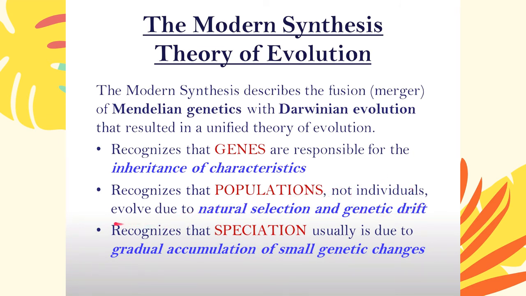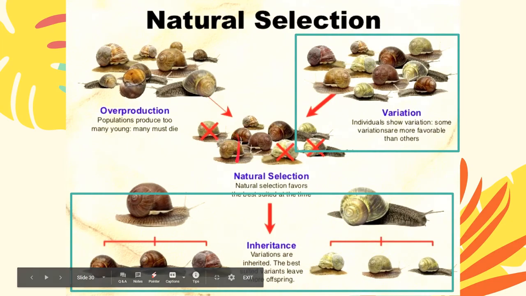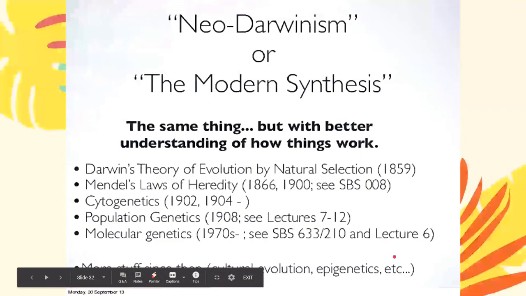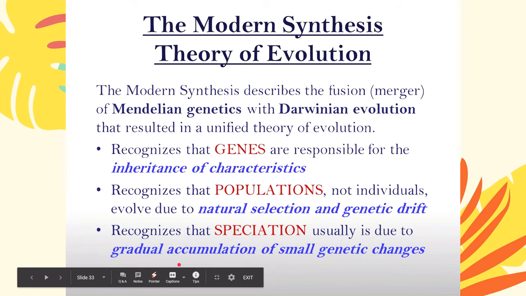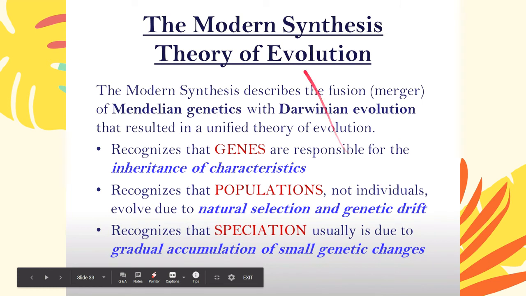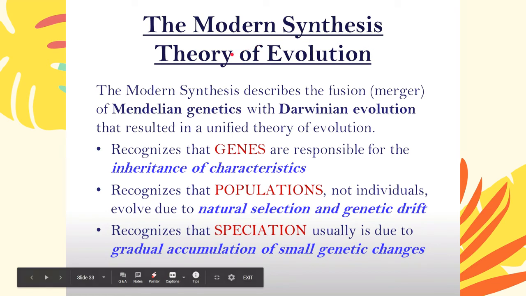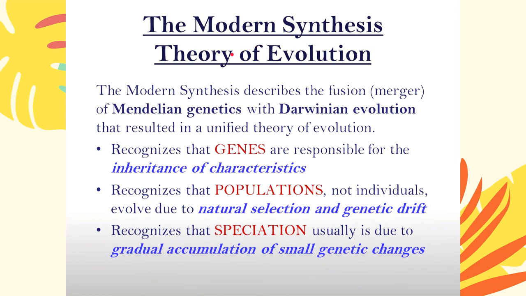And lastly, it recognizes that speciation, or the creation of new species, just like what we've talked about here, is due to the gradual accumulation of small genetic changes. The creation of new species happens gradually, not instantly, over hundreds, thousands and millions of years. So this is now the theory of evolution. This is what I'm referring to whenever I say the word evolution: genes, populations, and speciation. I hope that clarifies the theory.